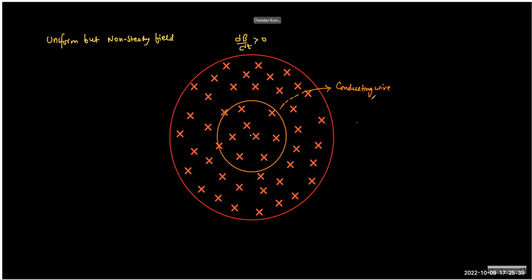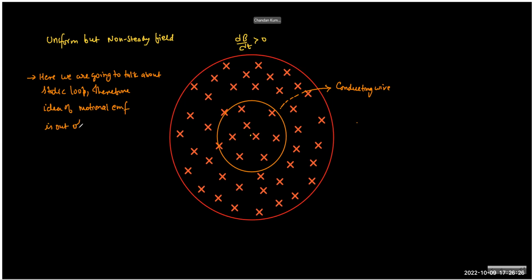Now, the moment you keep the loop here, for sure we don't have any motion. So first of all, what we cannot think of is motional EMF. Here we are going to talk about a static loop. Therefore, the whole idea of motional EMF is out of question because we have a static loop.